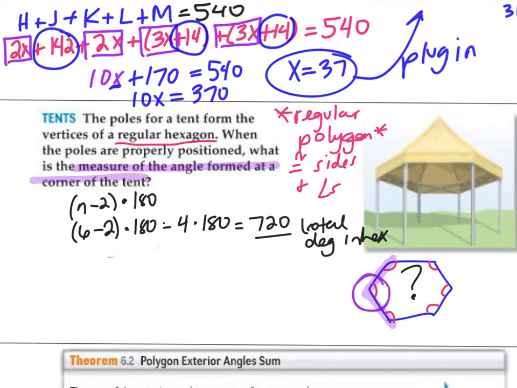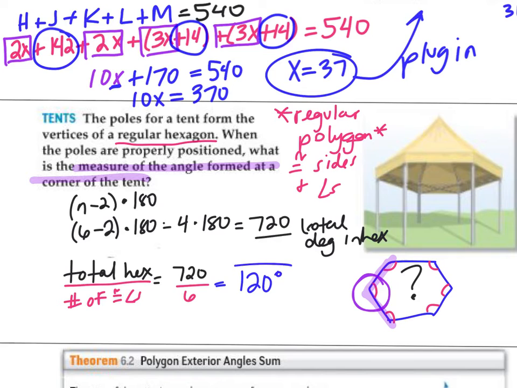But I have 6 congruent angles. So what I need to do here is say, okay, my total hexagon is 720. I want to divide that by 6, or the number of congruent angles that I have. So in this case, 720 divided by 6 because I have a 6-sided shape. That gives me 6 angles. That makes each angle 120 degrees. Okay.